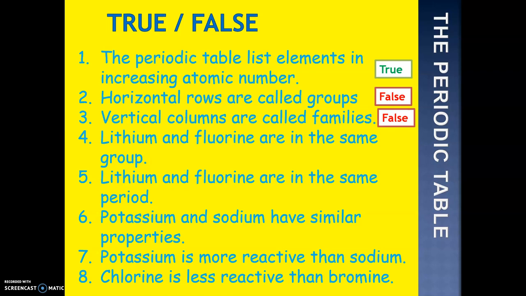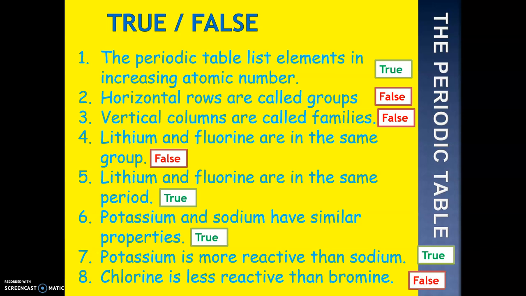Lithium and fluorine are in the same group. False. Lithium and fluorine are in the same period, however, that is true. Remember, if you're going across, they are both in the same period. Okay. Potassium and sodium have similar properties. True. They are in the same group, so they have similar properties. Potassium is more reactive than sodium. That's true. And then chlorine is less reactive than bromine. That's false. Remember, as you go down, it gets less reactive.